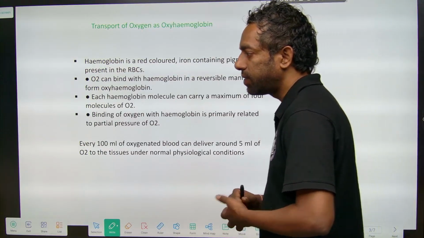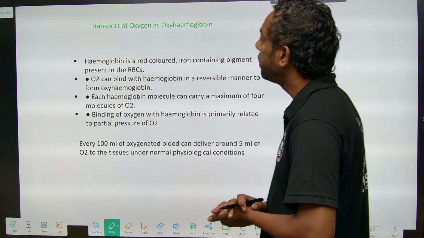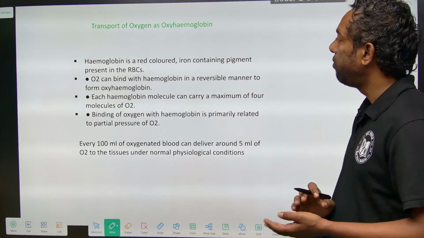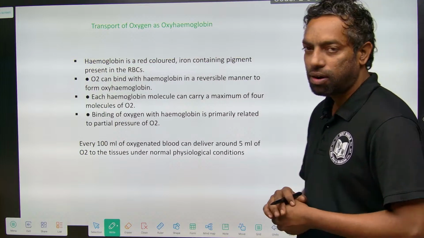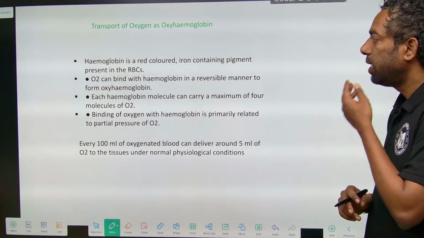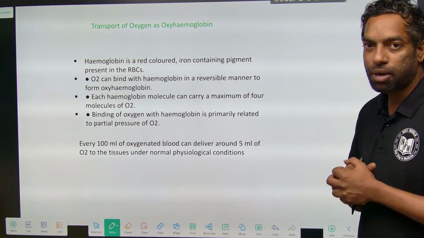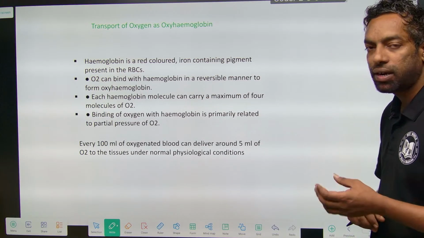What is oxyhemoglobin? Hemoglobin is a red, iron-containing pigment present in the RBC, and oxygen can bind with hemoglobin in a reversible manner. Each hemoglobin molecule can carry a maximum of 4 oxygens, and binding of oxygen with hemoglobin is primarily related to the partial pressure.